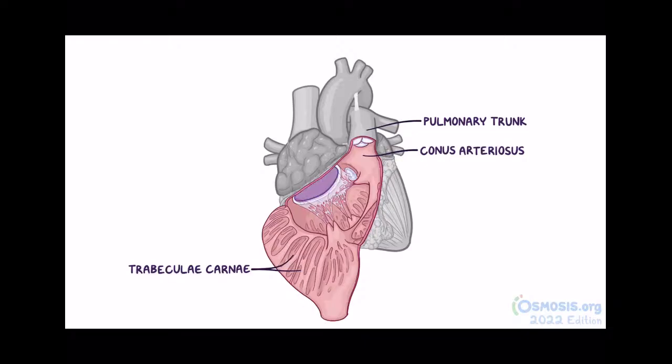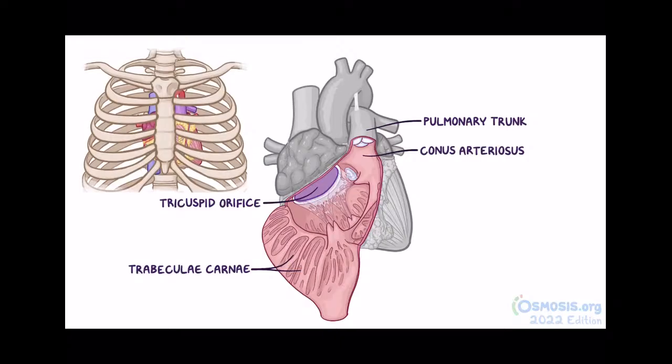So far, so good. Now, the right ventricle receives blood from the right atrium through the tricuspid orifice, which is posterior to the body of the sternum at the level of the fourth and fifth intercostal space. The tricuspid orifice is surrounded by a fibrous ring that's part of a fibrous skeleton of the heart, keeping its shape constant.